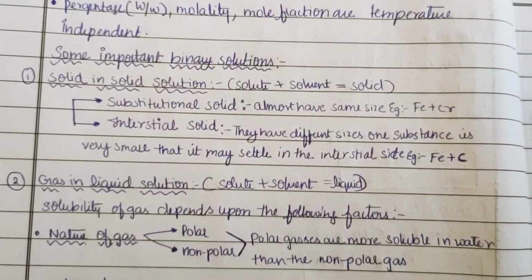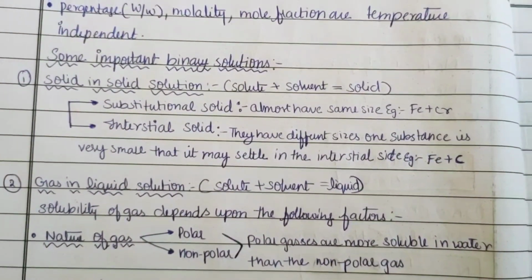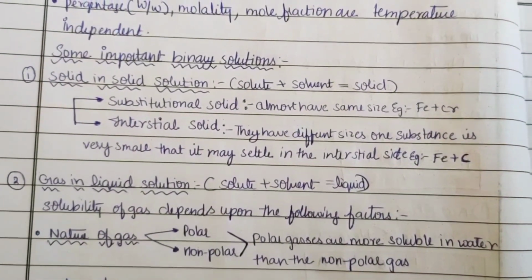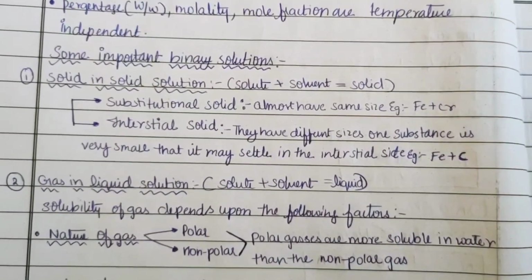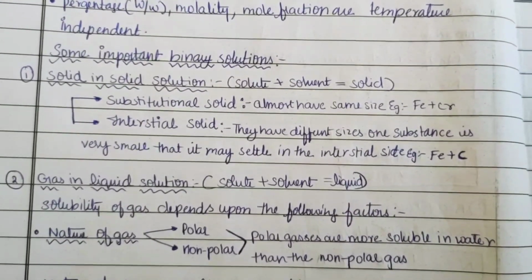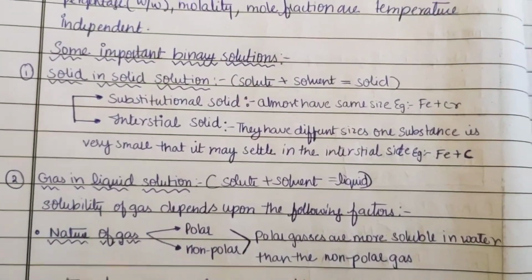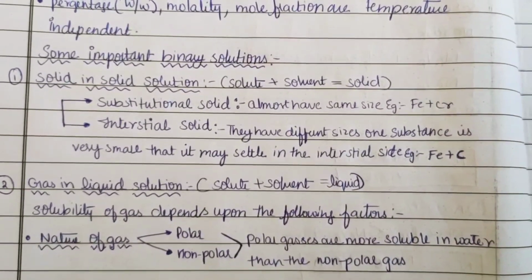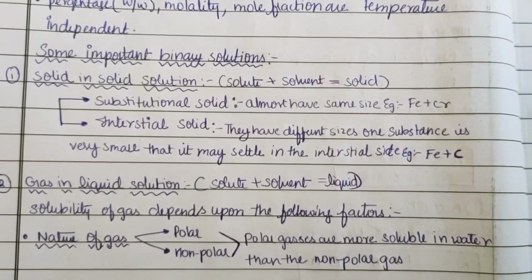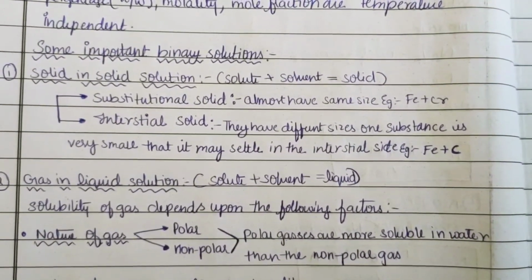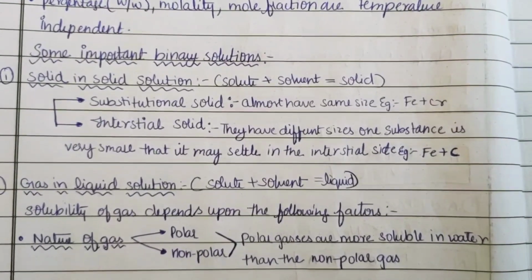First is solid in solid solution, where solute plus solvent are both solid, and they give a solution which is solid again. Then there are two types, substitutional solid and interstitial solid. Substitutional solids almost have the same size. For example, Fe plus Cr: when they form a lattice, some places are occupied by iron and other places are occupied by chromium. Whereas in interstitial solids they have different sizes.